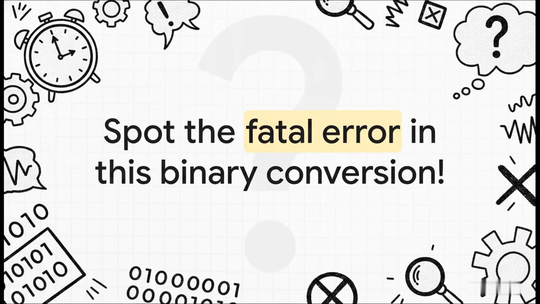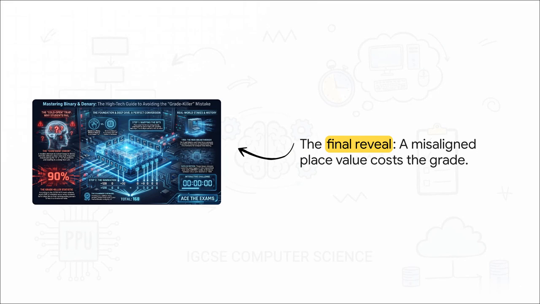Okay, let's simulate some high-pressure exam conditions right now. You've got 10 seconds. Try to spot the fatal error in this simulated binary conversion that is totally going to cost the student their grade. The clock is ticking. Test your visual pattern recognition. Ready? 3, 2, 1.